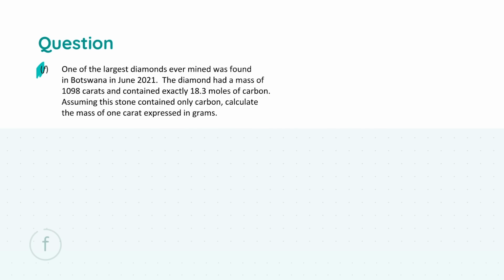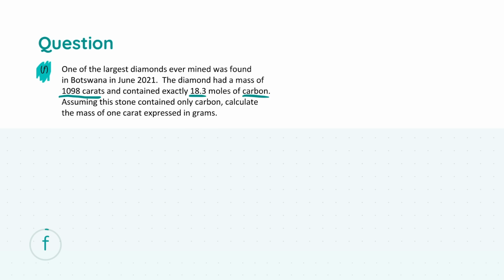So moving on to part F here, we're asked a more mathsy part of chemistry. We're asked something about moles and grams. So in this case, we're looking at a question talking about one of the largest diamonds that were ever found. And what we were told here is that this diamond had a mass of 1,098 carats. It's a big diamond, and it contained exactly 18.3 moles of carbon.